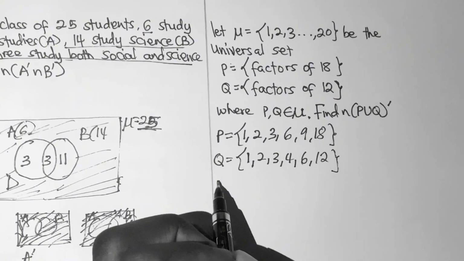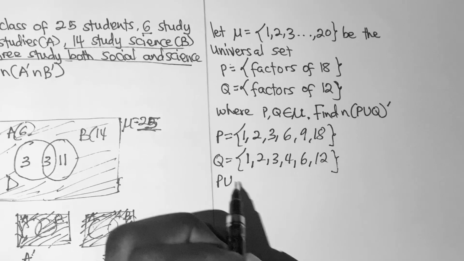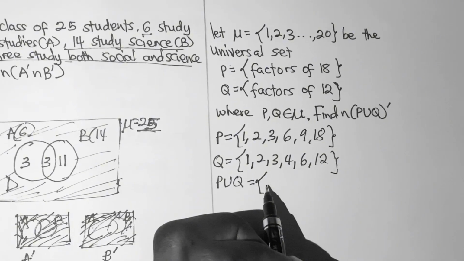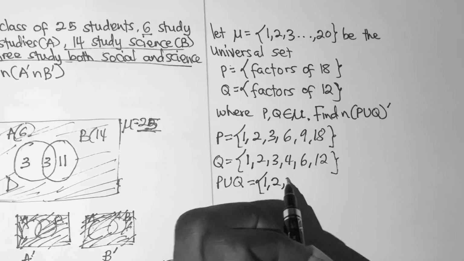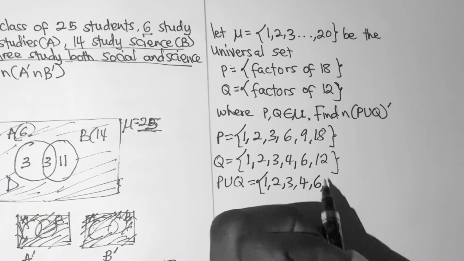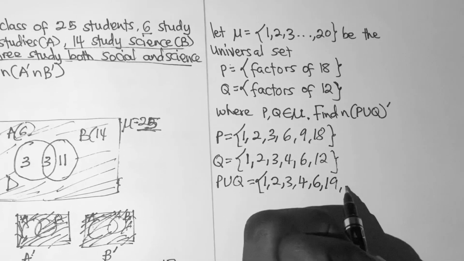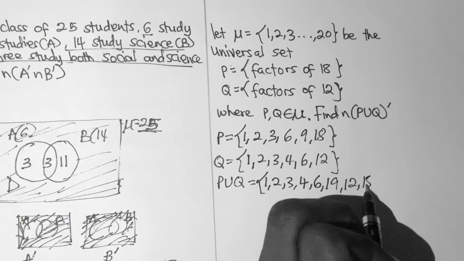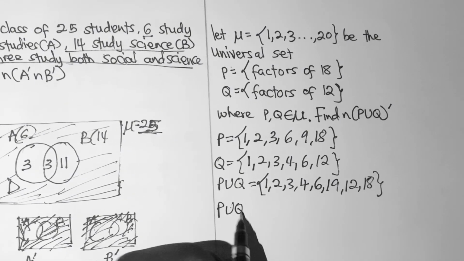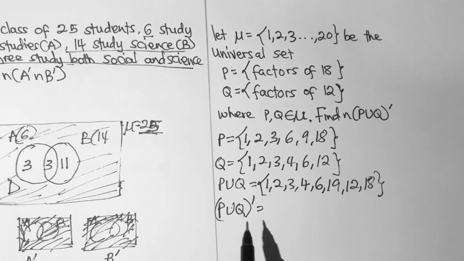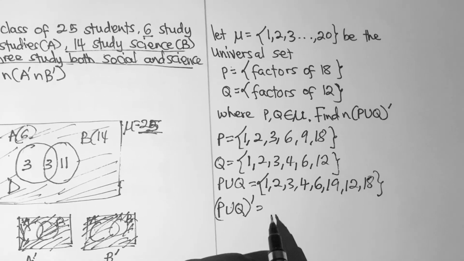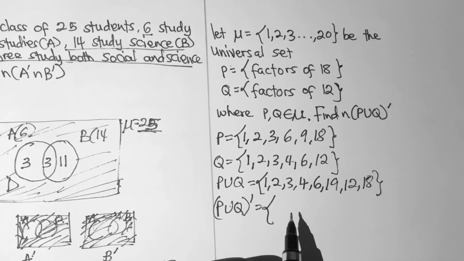So let's find P union Q. That is going to give us 1, 2, 3, there's a 4 here, but there's no 5, so we have 6, then from 6 we go to 9, 12, and then 18. So that is P union Q. So we can find P union Q prime. These are the elements that are in the universal set, but they are not in P union Q. So now the universal set is 1 to 20.